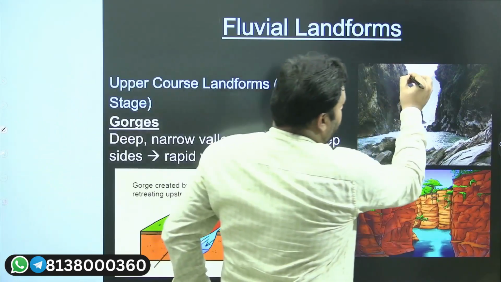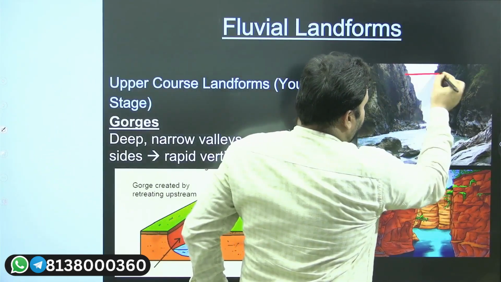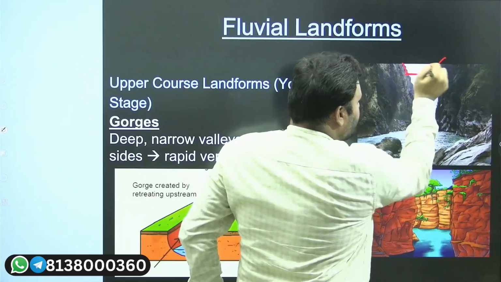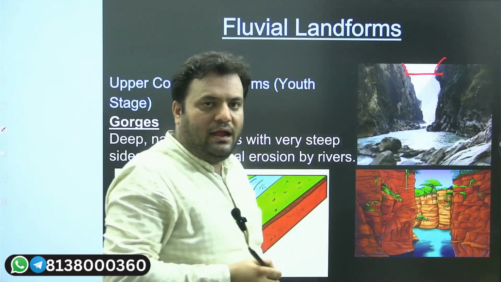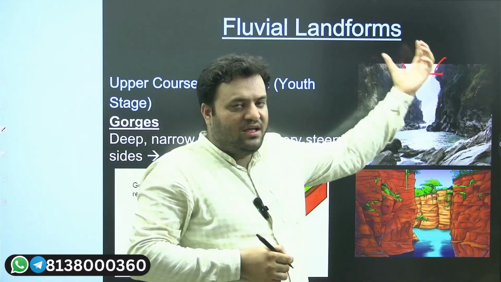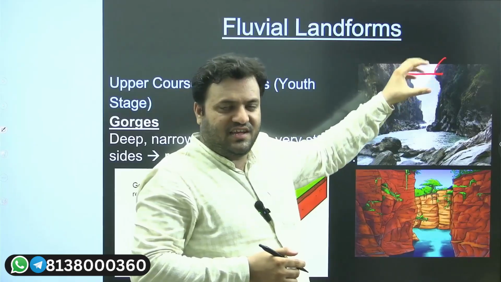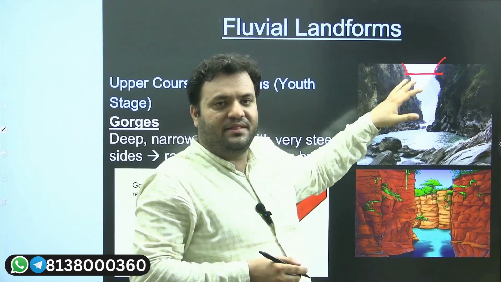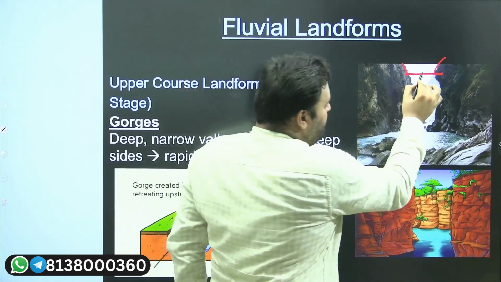Suppose here we have a land. We have only this part, and here the water is flowing. Water is flowing in a narrow channel, the youthful stage. Because of that, more kinetic energy is there, so more removal of material will be there. And because of this, there will be down cutting.